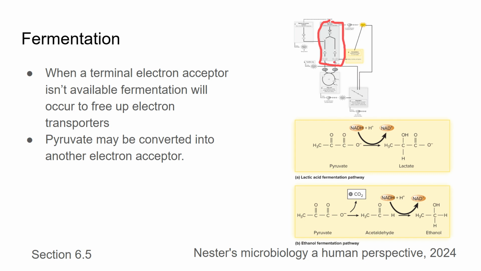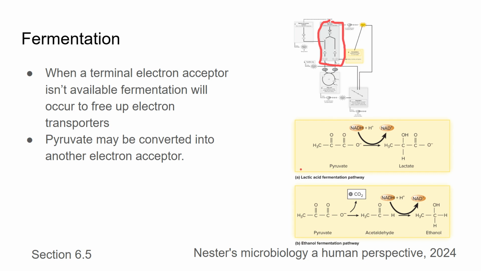So with this, we're going to be generating pyruvate, but we don't have a terminal electron acceptor. But what we can do is convert pyruvate into something that can hold on to electrons for us. This way we can free up our electron acceptors to do other jobs that might be more important than holding on to the electrons from glycolysis.